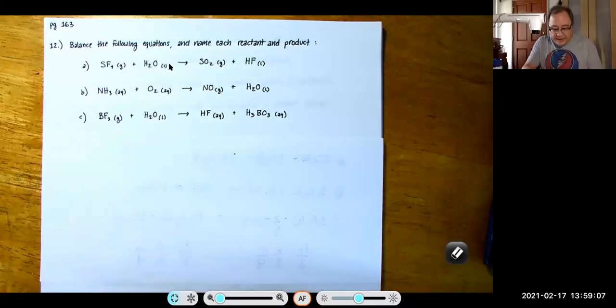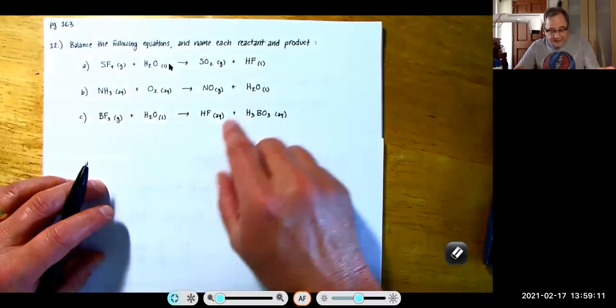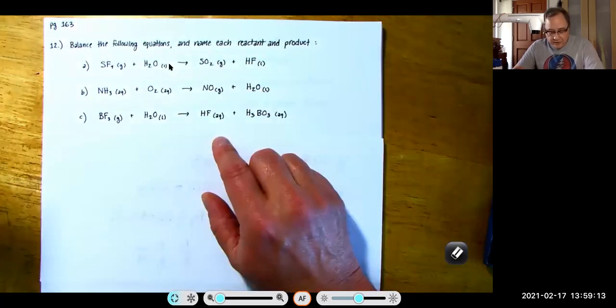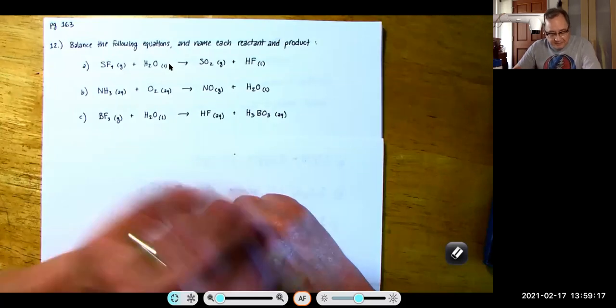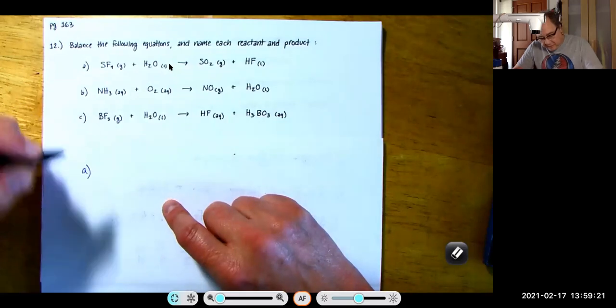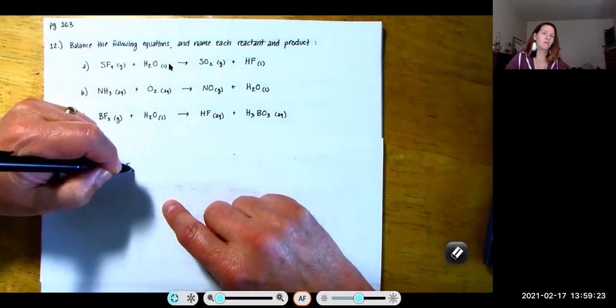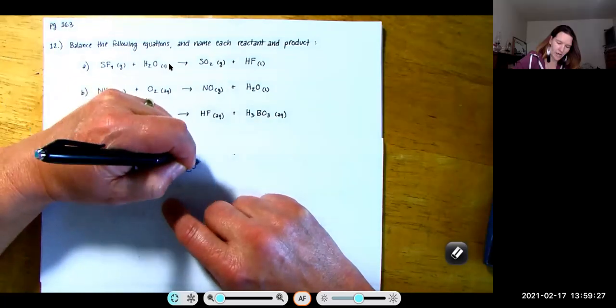For the following equations, name each reactant and product and balance them. So what about A? Let's balance first and then we'll name them. Okay.